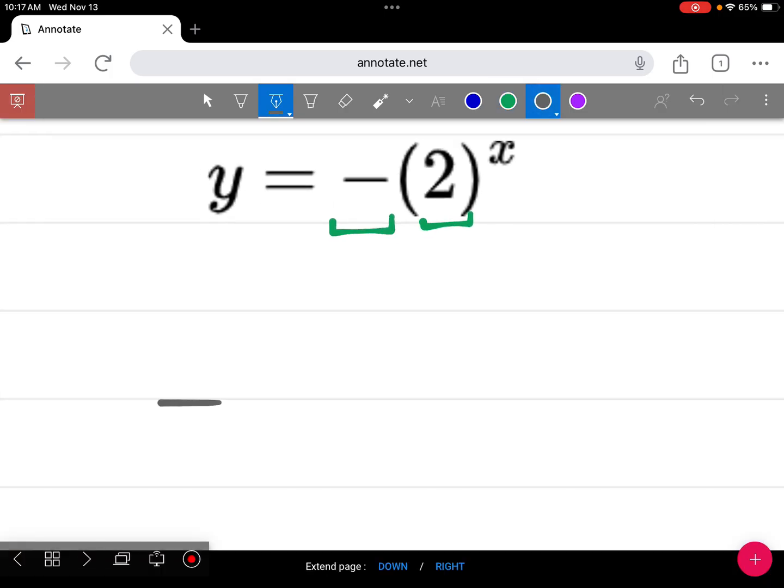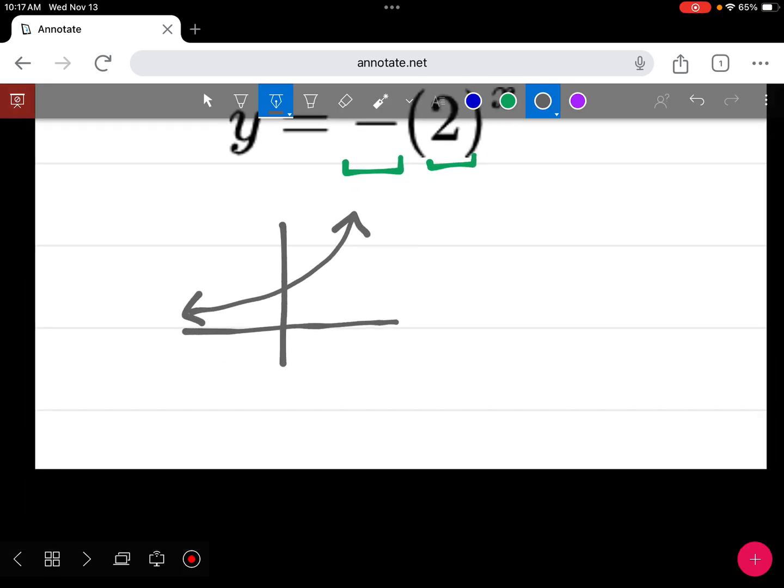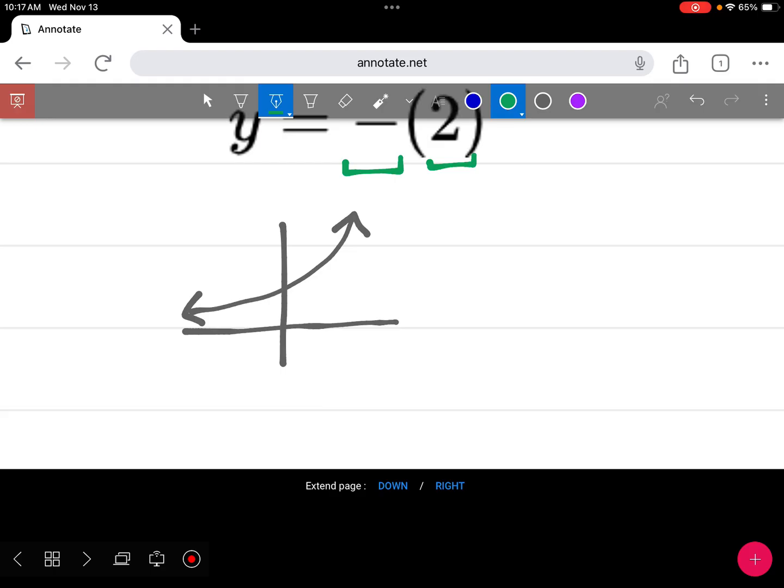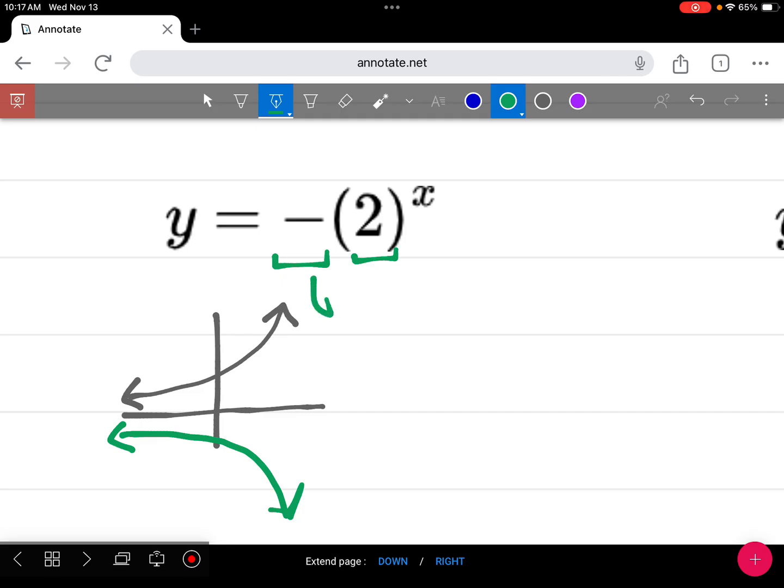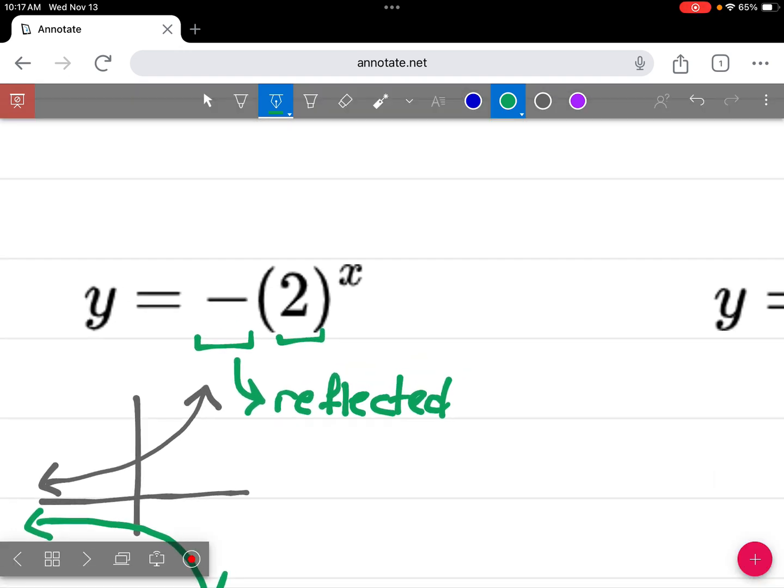So if I just had 2 to the x, that would be growth. Absolutely. 2 to the x would look like this, is growth. If it's reflected across the x-axis, it's gonna look like this. This means it's been reflected, because our a value does the same things it's always done for transformations. Since it's being reflected across our x-axis, now it is decay. So be super careful for those a values.